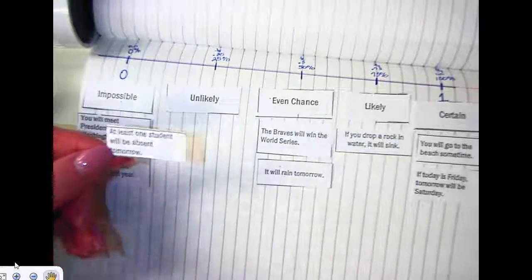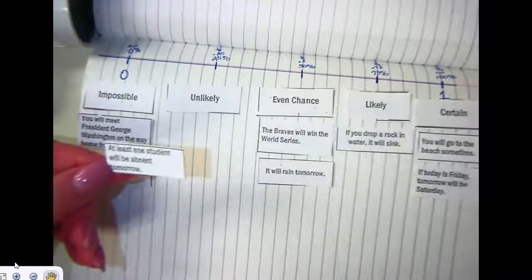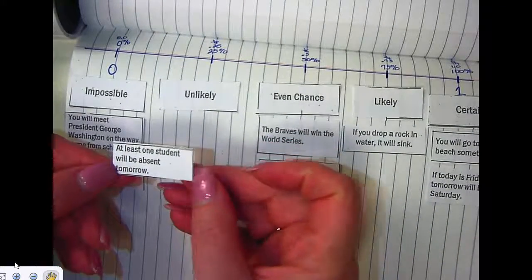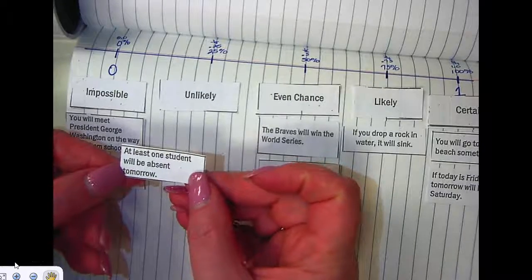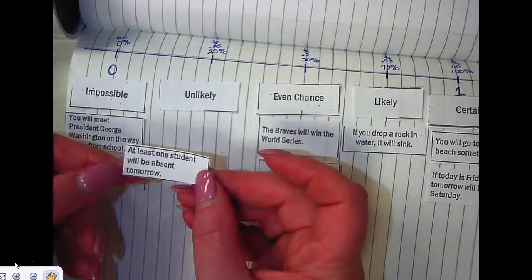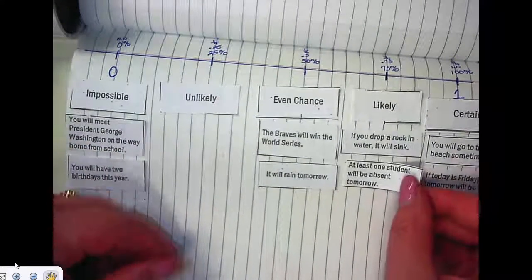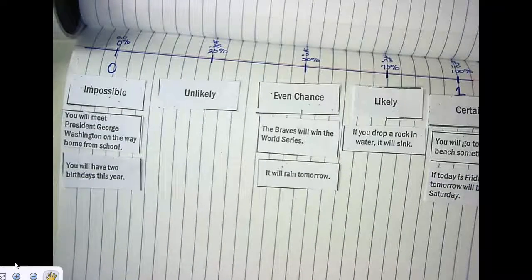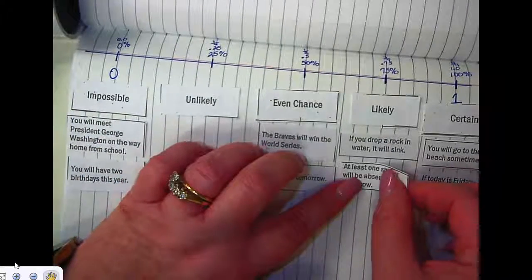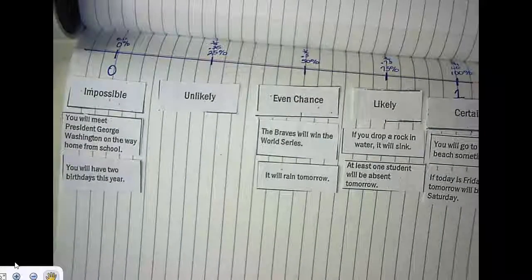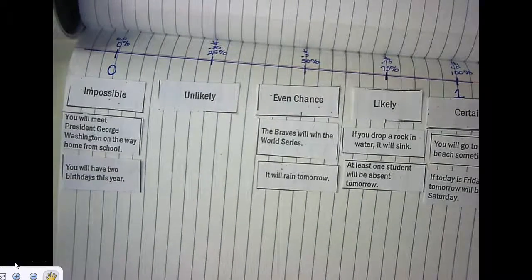So let's pretend that tomorrow is a school day. Let's not get into the whole tomorrow's Saturday. We've had a couple of days when we've had 100% attendance. So I don't know that I would say it's certain that someone's going to be absent. I would put mine under likely. We're just going to pretend that tomorrow's a school day. I would say that it's likely that someone will be absent, especially with it still being flu season, but it's not certain.